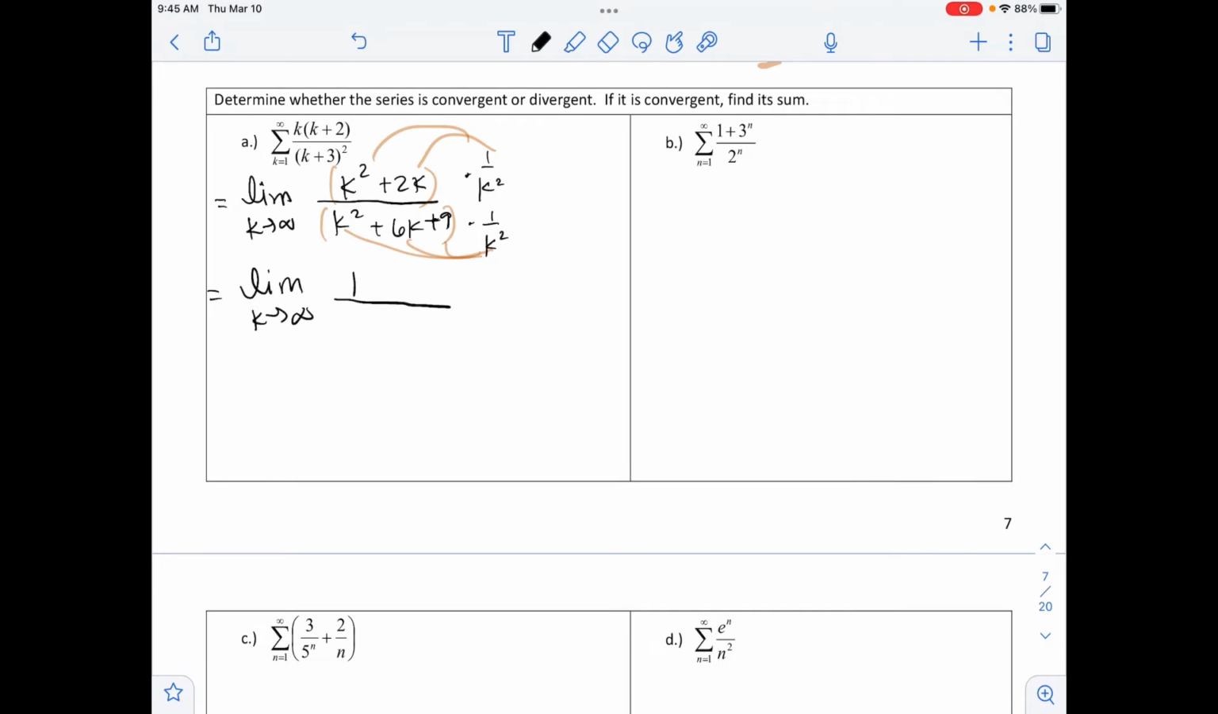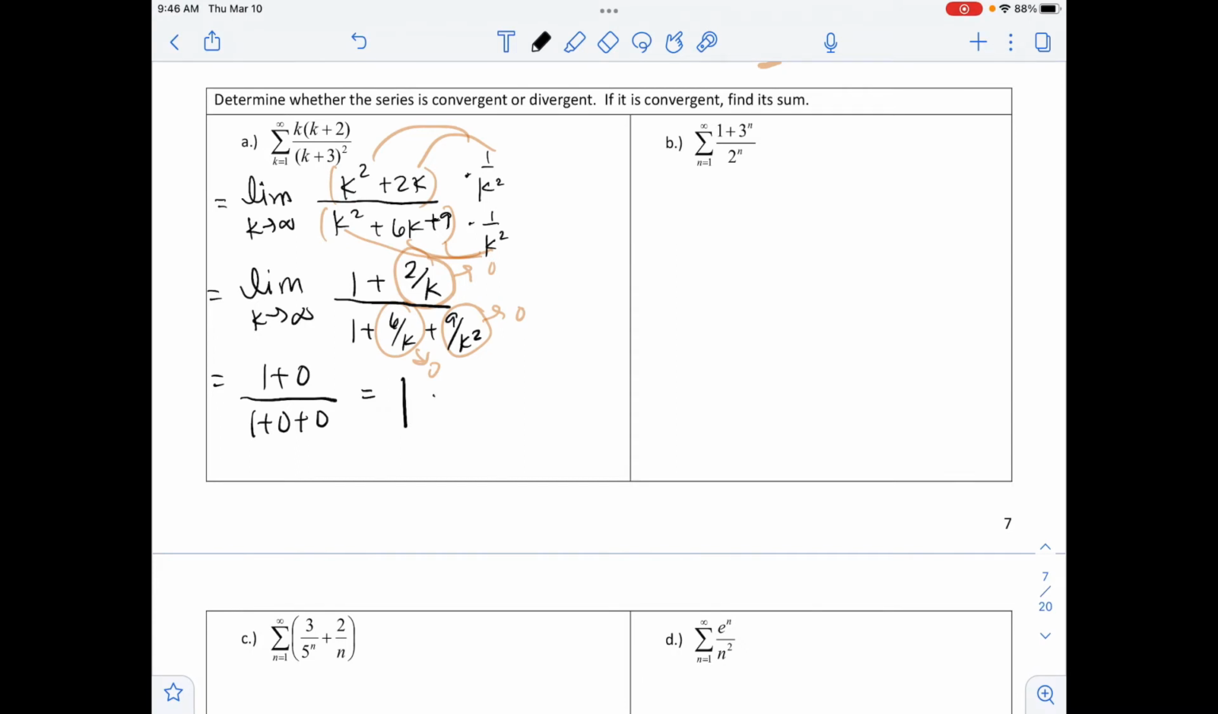And so we end up with 1 plus 2 over k, and the denominator is going to be 1 plus 6 over k plus 9 over k squared. And again, as you take the limit of 1 over something infinitely large, these are all going to go to 0. And so this is going to equal 1 plus 0 over 1 plus 0 plus 0, which is equal to 1.